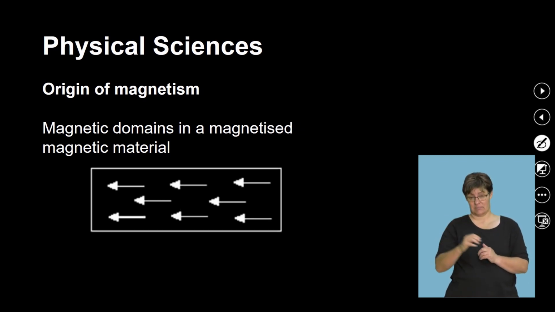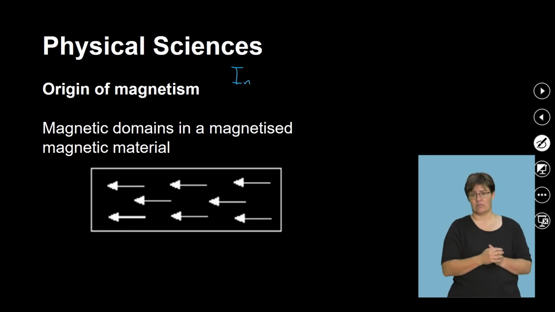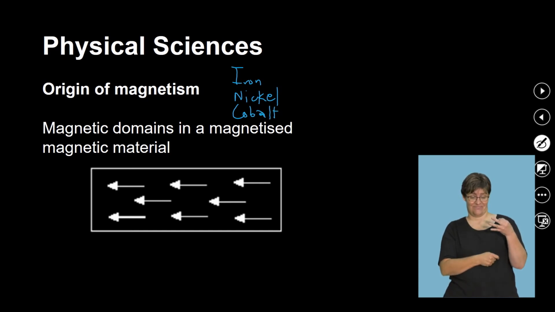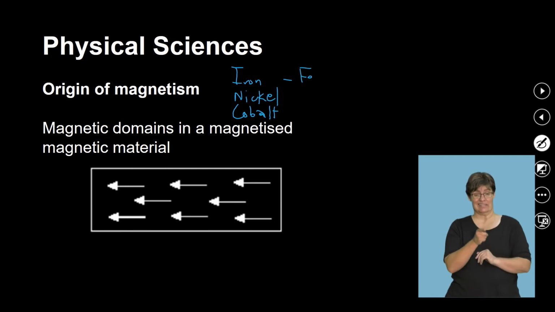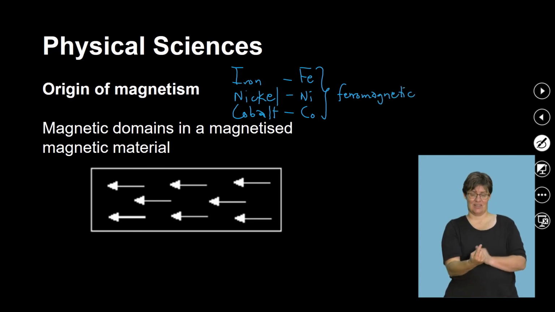Let's move on to something that is magnetic. If a material is, say, iron, nickel, or cobalt, these are the 3 elements that we identified as magnetic materials or ferromagnetic materials. That's another term. Nickel has the symbol Ni, cobalt Co. These 3 we call ferromagnetic elements. Yes, they are elements because each one of them is made up of atoms of the same kind.